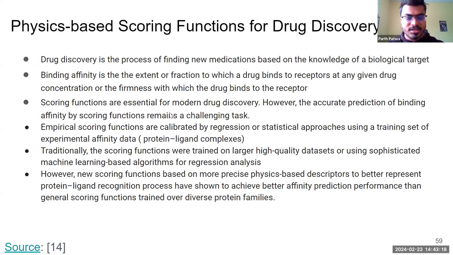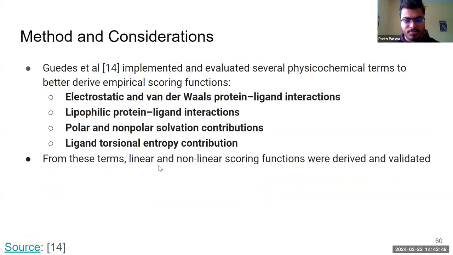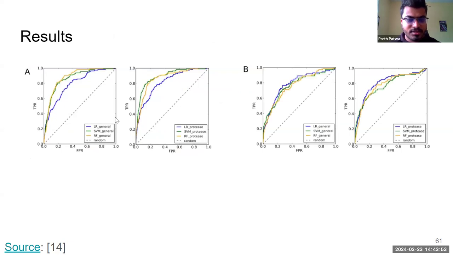And some other examples are like drug discovery, which is also a field heavily focused on traditional methods. In drug discovery, there is something known as a scoring function, which is essential to find out. But existing methods are usually purely regression or statistics based, which are not as good. So in this one paper, they incorporate a lot of physics concepts to get good scoring functions.